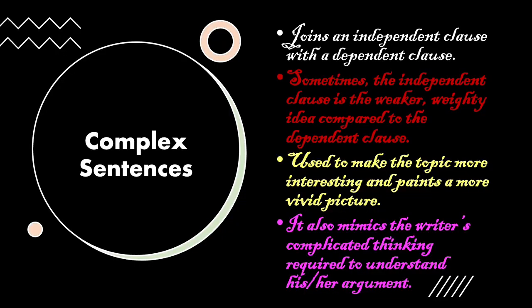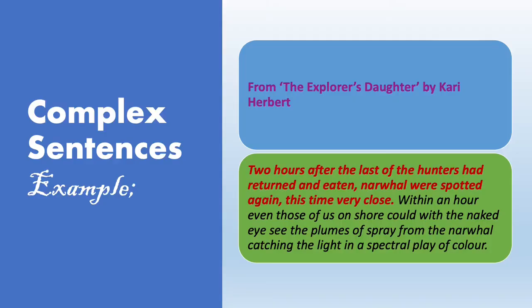Complex sentences are formed by joining an independent clause with a dependent clause. It's mostly used to make the topic more interesting, painting a more vivid picture. It also mimics the writer's complicated thinking required to understand his or her argument. You can see one example from The Explorer's Daughter.